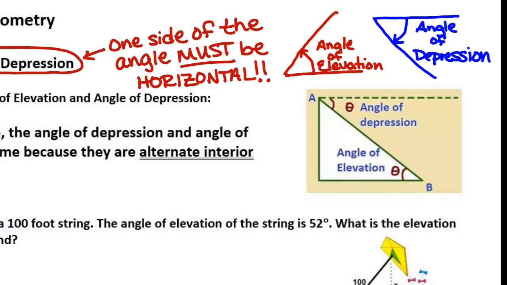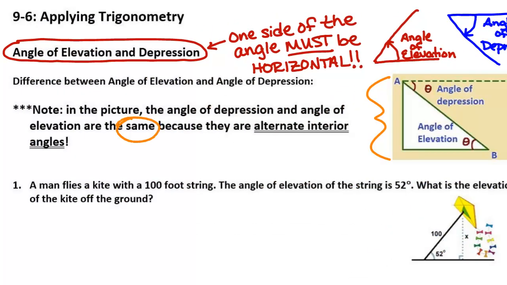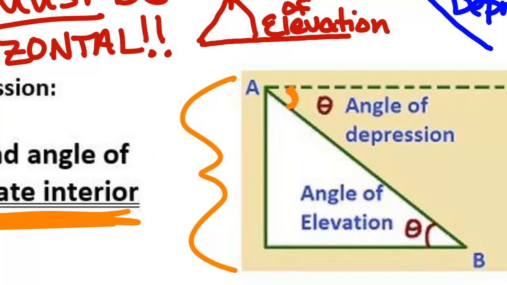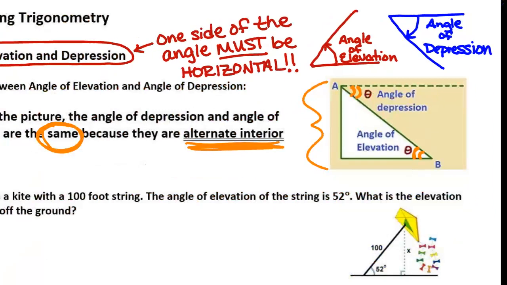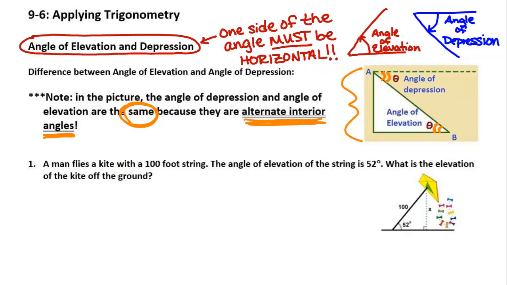When they're drawn in the same picture, like in this image right here, the angle of elevation and the angle of depression will be the same because they are alternate interior angles. So angle of elevation and angle of depression, when they're in the same picture, will be the exact same number of degrees because they're alternate interior angles, so they'll be congruent.